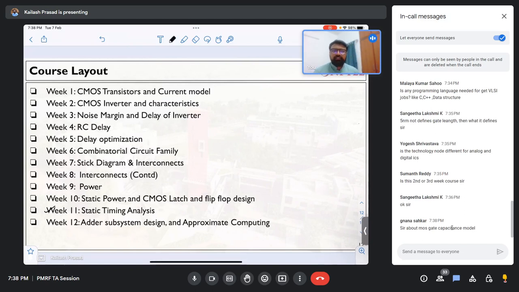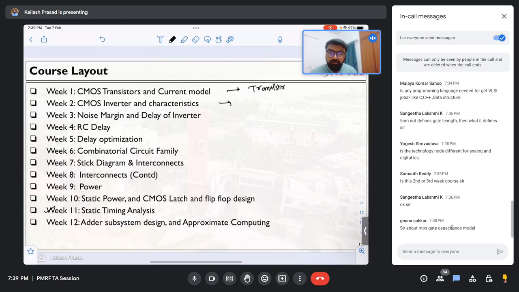So this is the course layout. In week one, we are discussing CMOS transistors and the current model. Professor Madhav Rao has discussed this in the lecture, right? Then we will proceed with the CMOS inverter and its characteristics. First we discuss the basic element of VLSI, that is the transistor. Transistor is the unit cell, just like cells in our body are the basic living unit. Similarly, for VLSI, it is the transistor.